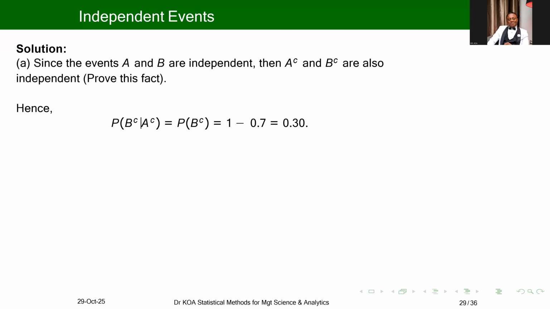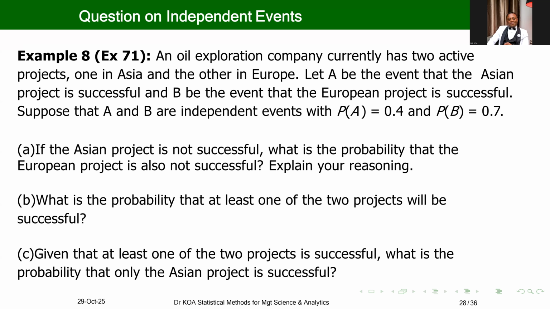Okay, next question. It says, what is the probability that at least one of the 2 projects will be successful? At least one of the 2 projects will be successful. What is the probability?